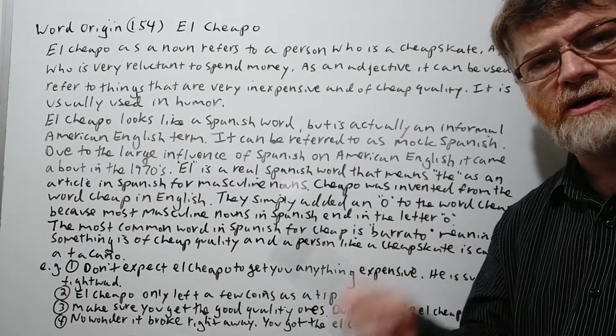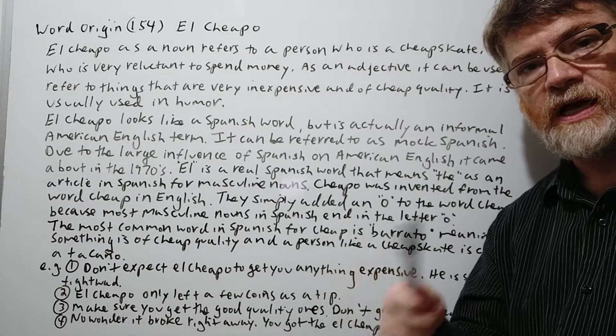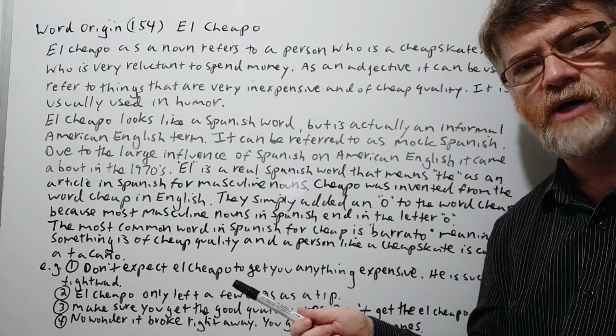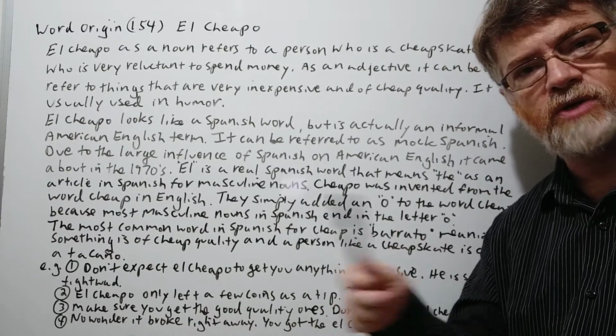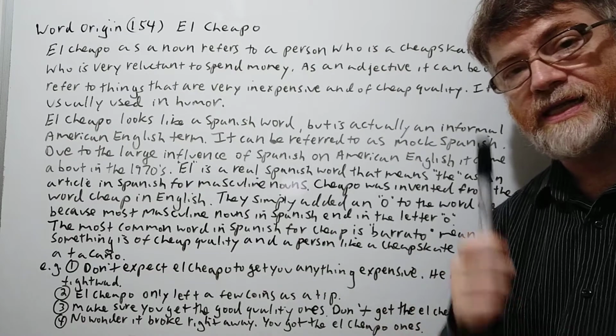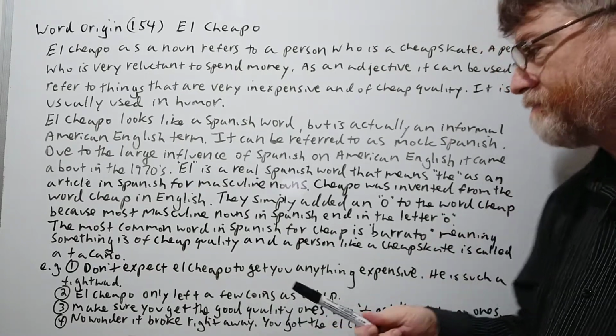And most Americans, because we have such an influence of Spanish, probably know, I'd say, around 50 to 100 Spanish words. So they're used to the el something, meaning the something. So this is the idea. This is how they formed this word.